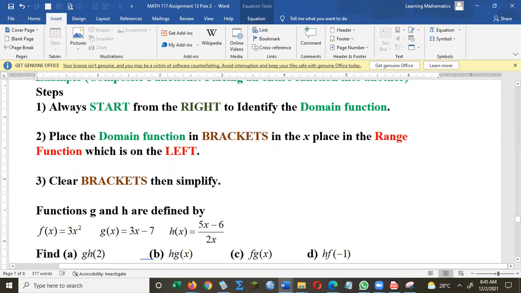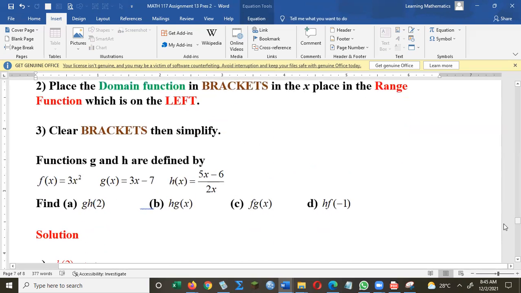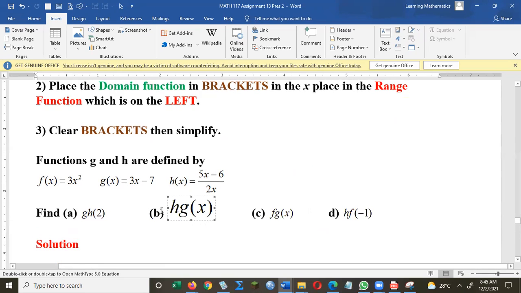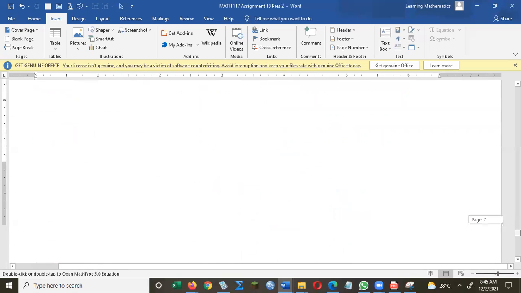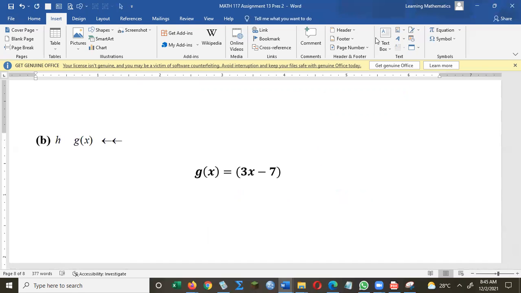Next step: place it into the range. Which function is the range? We're doing B. Which function is the range? H is the range function, the one on the left. Look at that. H is the range function, 5x minus 6 over 2x.